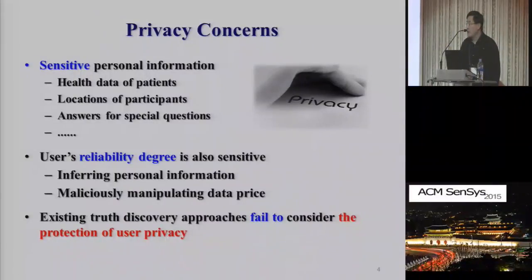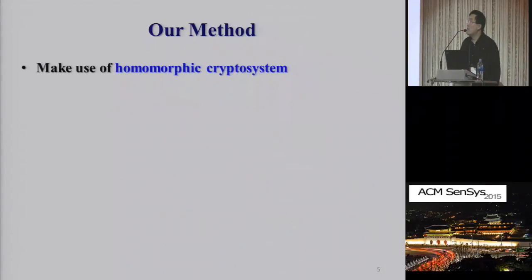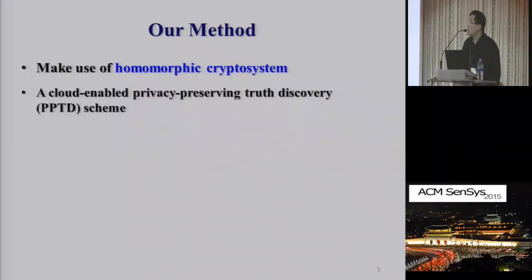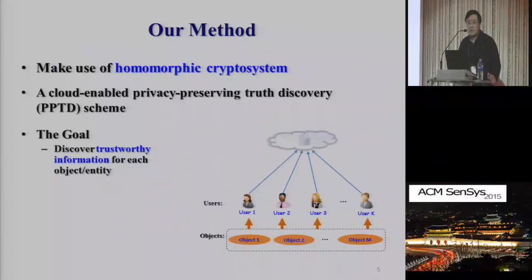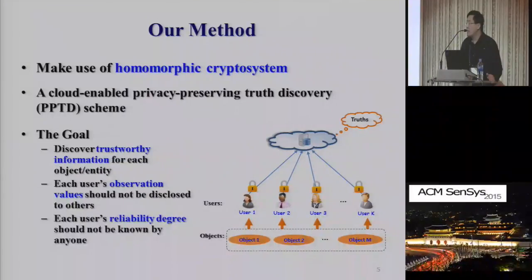And unfortunately, existing truth discovery approaches fail to consider the protection of user privacy. So in this paper, we aim to address this problem. We make use of a homomorphic cryptosystem and propose a cloud-enabled privacy-preserving truth discovery scheme called PPTD. And our goal is, first, we still want to conduct the truth discovery task, so the first goal is to discover trustworthy information for each object or entity. And at the same time, we want to ensure that each user's observation value, as well as his reliability degree, should not be disclosed.